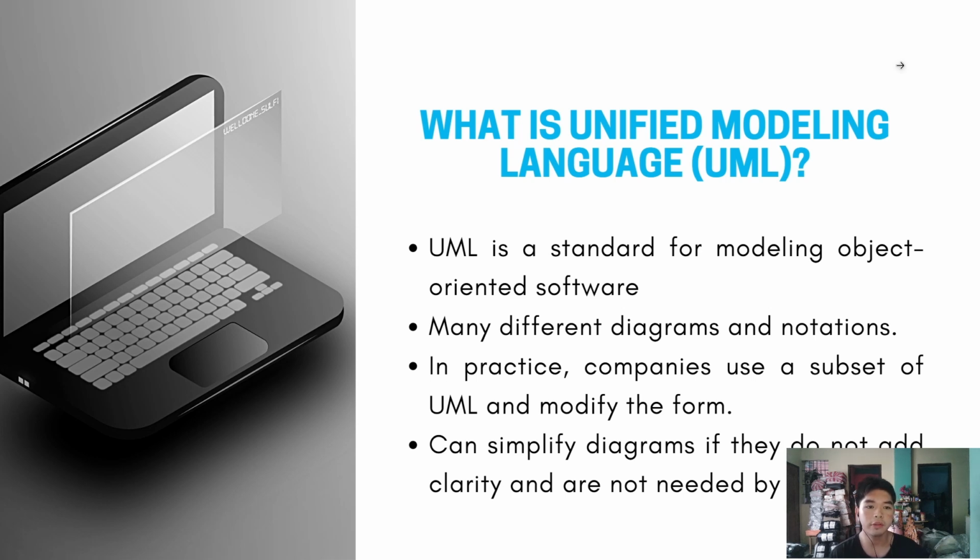So what is Unified Modeling Language? UML, in short, is a standard for modeling object-oriented software. This has many different diagrams and notations. In practice, companies use a subset of UML and modify the form. You can also simplify diagrams if they do not add clarity and are not needed by your team. So in short, UML helps developers and designers understand and plan software before building it.